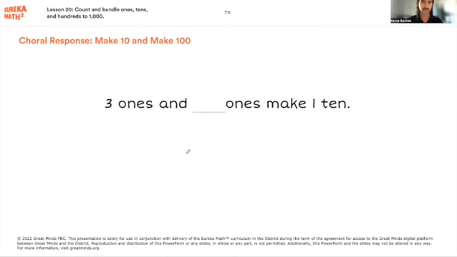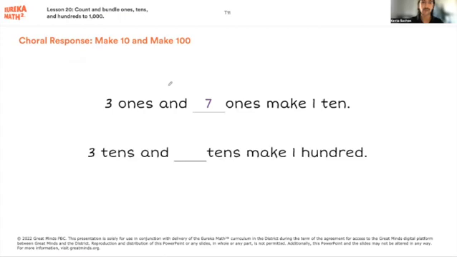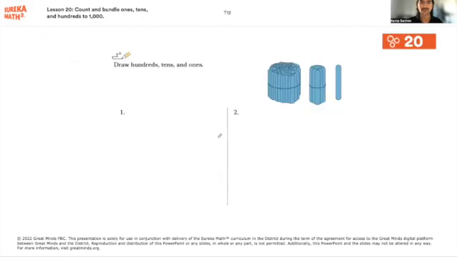Okay, last one. I have 3 ones. 1, 2, 3. How many more ones do I need to make 110? How many more? Gabriel? How many more do we need? Yeah, we need 7 more ones. Good. If I have 3 tens, how many more tens do I need? Allison S. Good. 7 tens. Good job. Okay.